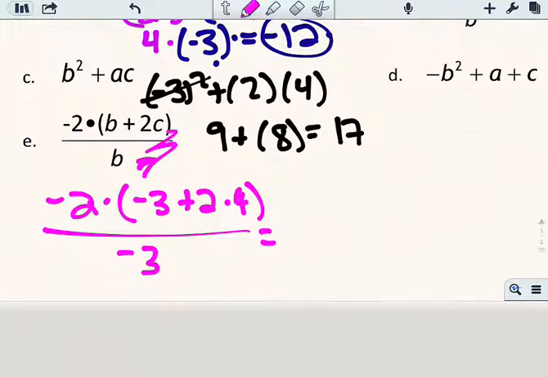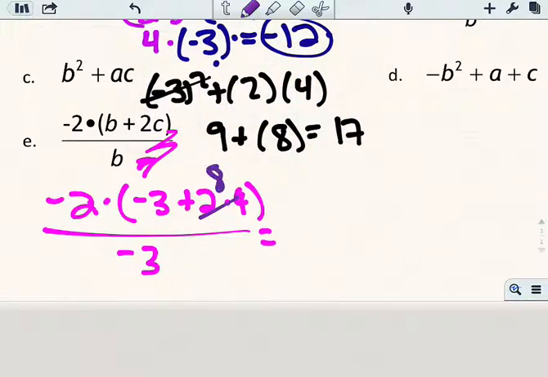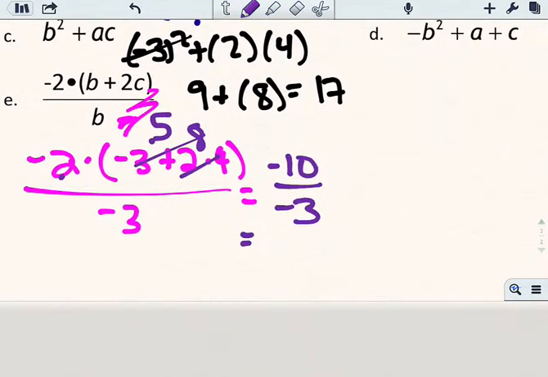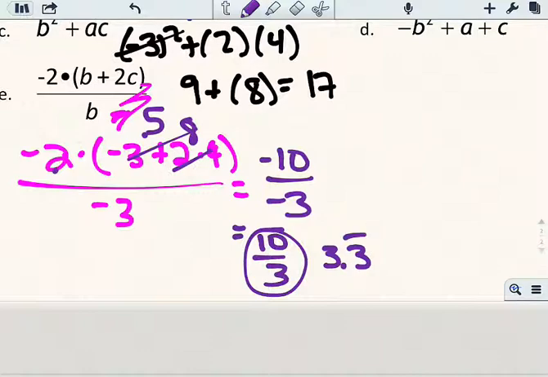In my parentheses, I have 2 times 4, which is 8, -3 plus 8, which is 5, -2 times 5, which is -10, divided by -3. So this ends up being positive, of course, because a negative divided by a negative is a positive. 10 over 3, which is an okay way to leave your answer. If you want to use a calculator, you end up with 3.3 repeating.